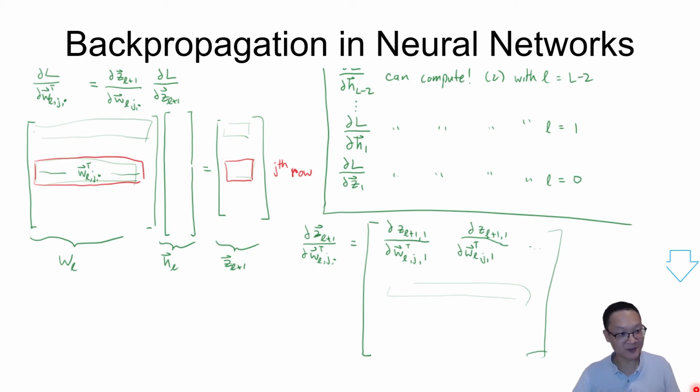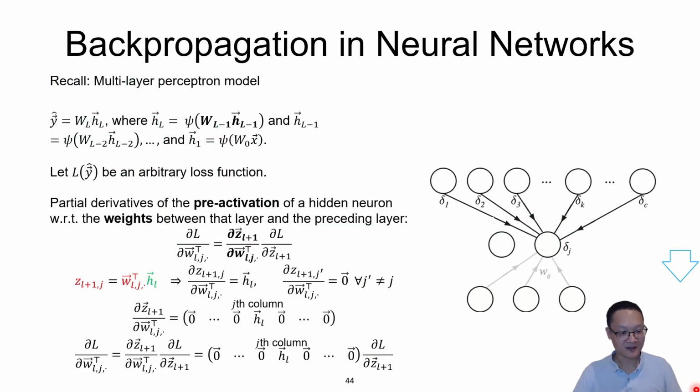Okay, so I guess we'll probably need to continue this next time. But the final result is basically that. Actually, it's going to be one of the columns being non-zero, and then a lot of the other columns being zero. But we're going to look at this next time. But the point is that once we have done this, we would have computed the partial derivative of the loss function with respect to any weight that we want.